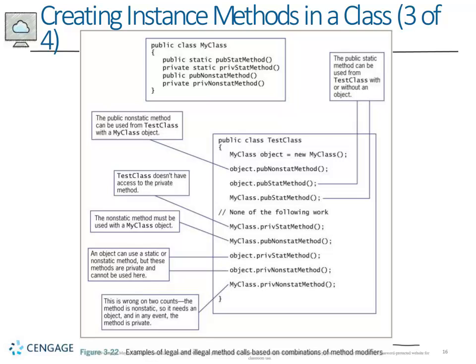And the object private non-static method. No, we cannot use private. The object cannot access the private method. Then myClass.private non-static method is wrong on two counts. The first is that it's non-static. A non-static method needs to belong to an object. myClass is a class, it's not an object. The second is that it's private. So it's invalid.